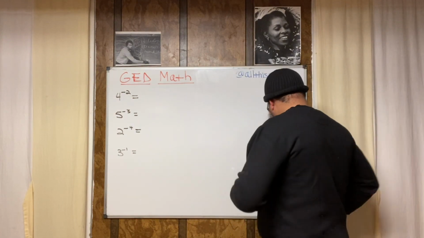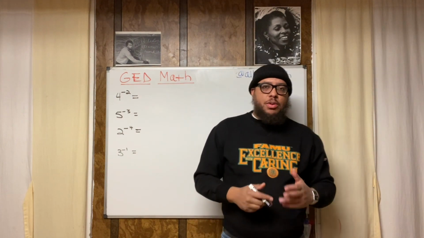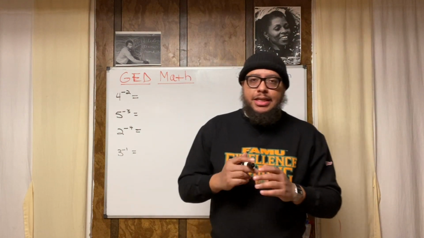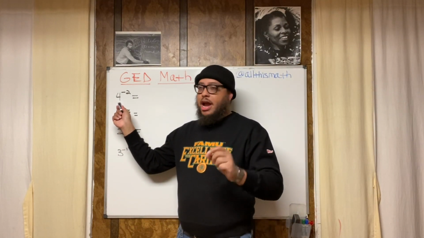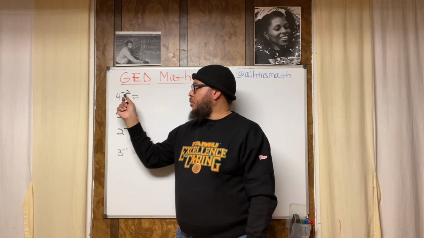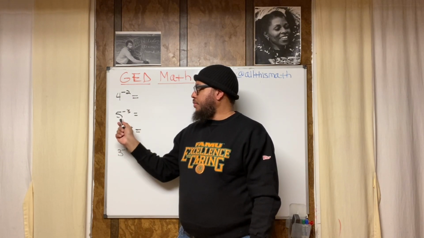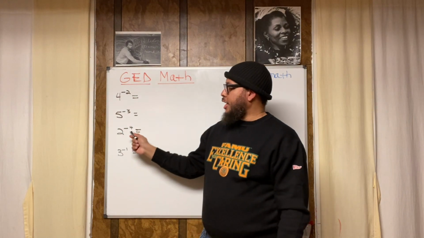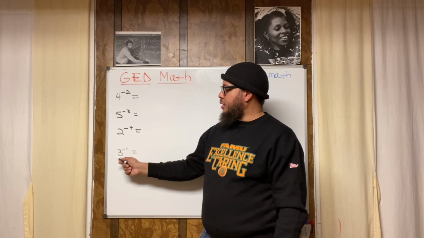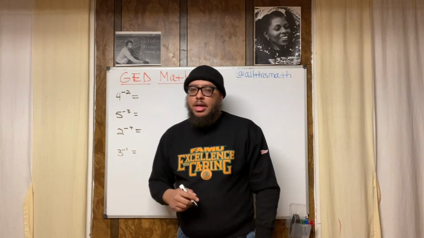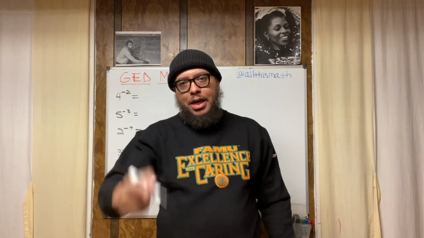4 to the negative 2. This is what you do whenever you see a negative exponent. What the negative exponent is telling you to do is take the base. Now, what's the base? The base is the number or the term that carries the exponent. This is the exponent, negative 2. This is the base, 4. This is the exponent, negative 3. This is the base, 5. This is the exponent, negative 4. This is the base, 2. This is the exponent, negative 1. This is the base, 3. Right? The negative exponent is telling you to take the reciprocal of the base.